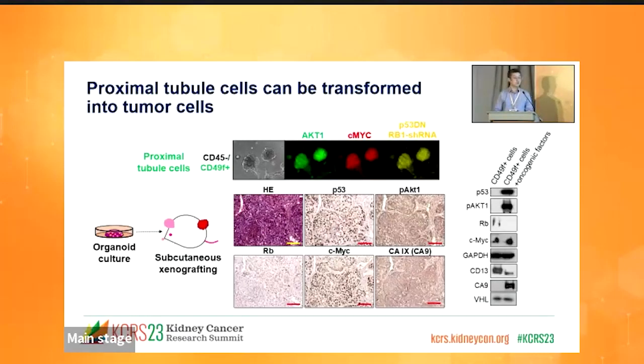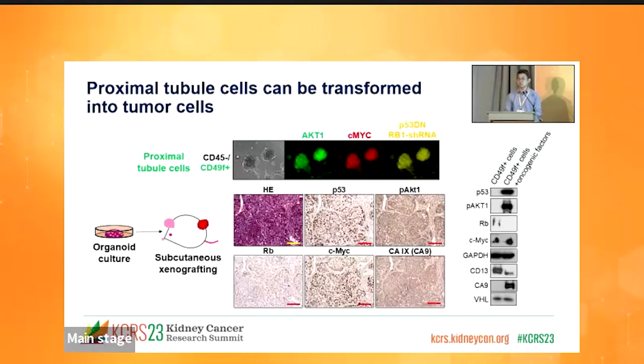proximal tubule cell. And this organoid expresses AKT and MYC, and we also inactivate p53 using a dominant negative. And we also use RB shRNA to suppress RB1 expression. And the tumor looks like clear cell carcinoma. And then we also look at CA9 expression, because our target cell didn't express CA9, but when they become tumor, they start to express CA9.